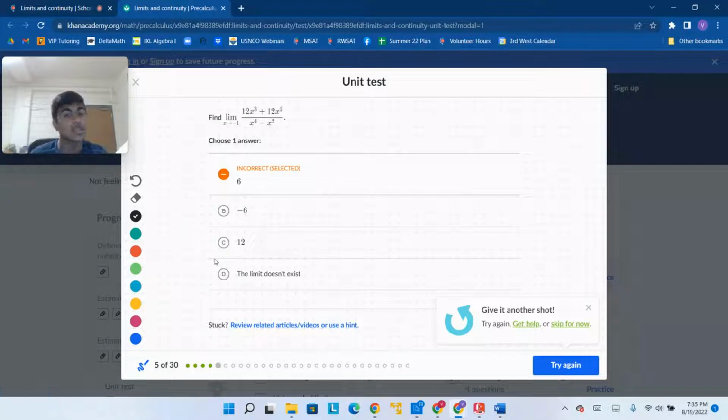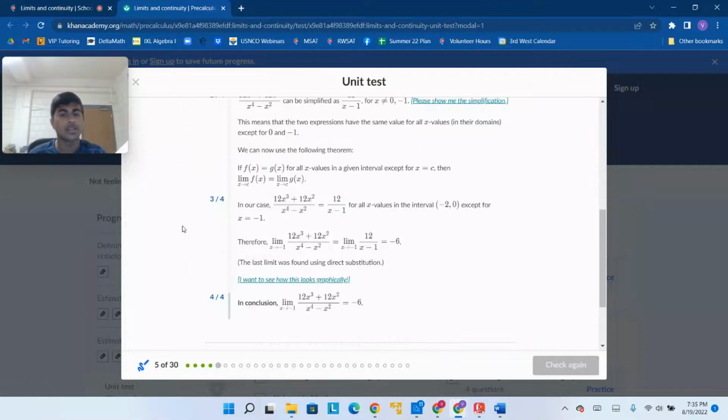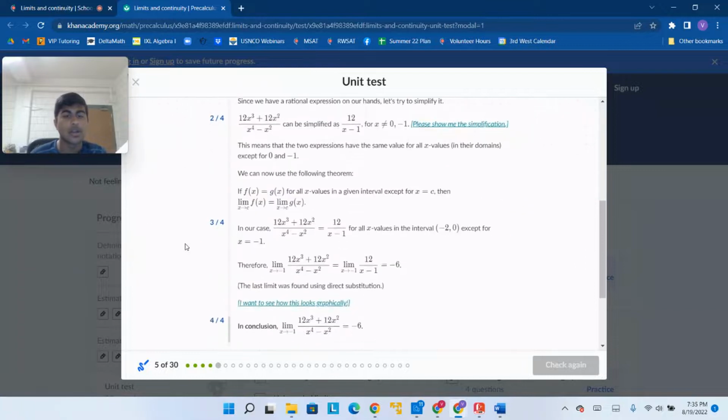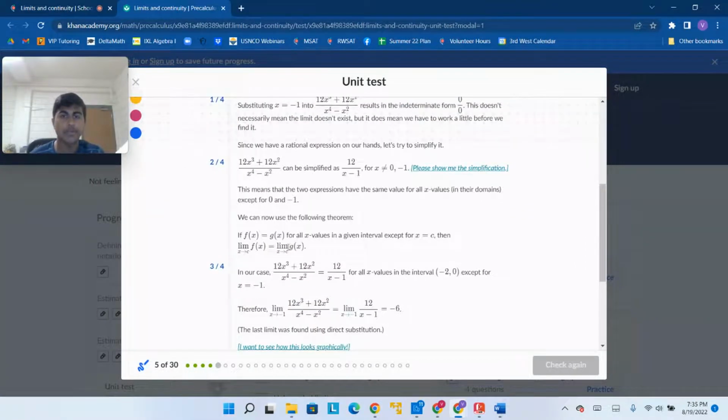Alright, so it wasn't 6. Let's think about why it's not 6. Substituting x equals minus 1 results in this indeterminate form 0/0. Well, we have this rational expression, and we can simplify it to this, right? That's something we should have done. We can simplify it by canceling things out on both sides. All right. Now, how do we proceed from there?